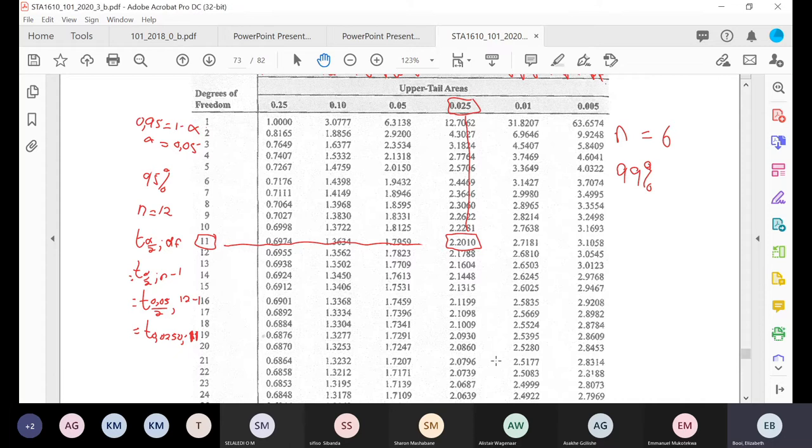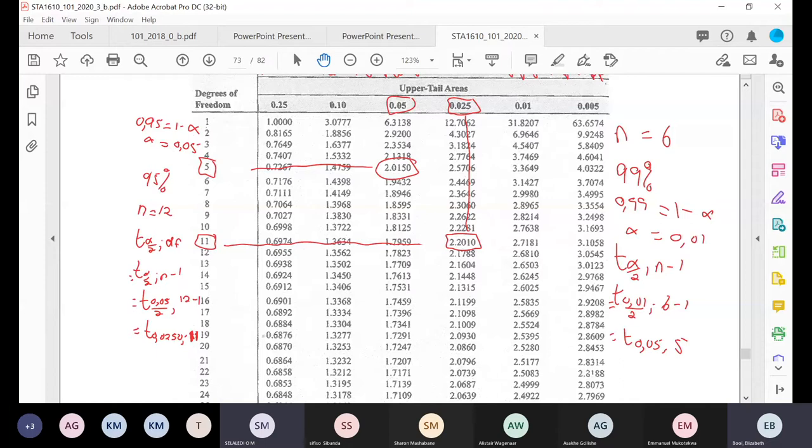Lady say. Let's see. So to find alpha, we say 0.99 is equal to 1 minus alpha, which means alpha will be equal to 0.01, which is 1 minus 0.99. So to find t, alpha divided by 2 and n minus 1, t will be 0.01 divided by 2, and our n is 6 minus 1. Therefore, our t will be 0.005 and the degrees of freedom of 5. So we look for degrees of freedom of 5 and look for 0.005 at the top where they both meet.